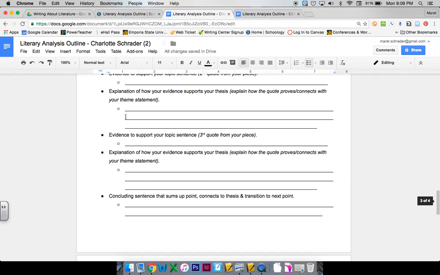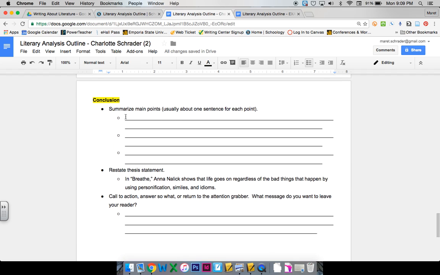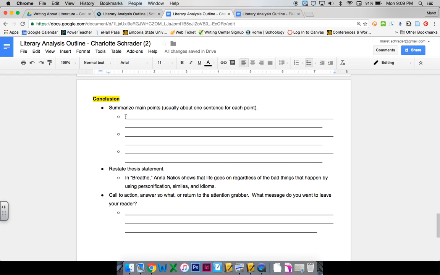So I want to come down here to the conclusion paragraph, because that's a part where a lot of people often have trouble. So remember, your conclusion paragraph has three main parts. It's your summary of your main points, it's a restatement of your thesis statement, and then it's the call to action, okay? We already have our thesis statement in there. We copied and pasted that. That's one of the first things that we did, so we don't have to worry about that. So the first thing that we're going to do is write our summaries.